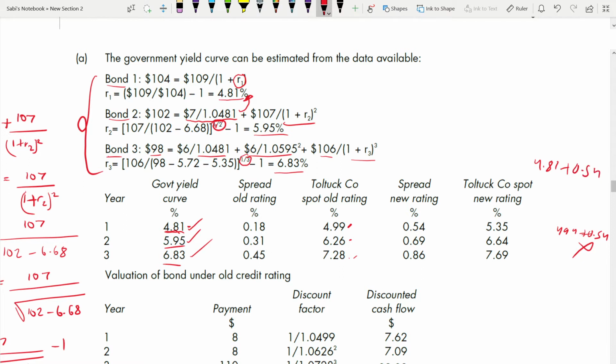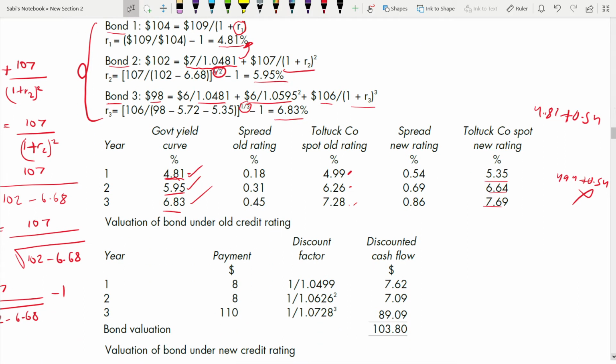With the yield which you have calculated, you are adding the new rate and the old rate to compare. And you are getting this, this and this. Make sure you get these answers. Now, valuation of bond under old credit rating, put a subheading like this. What bond are you calculating? Under what?